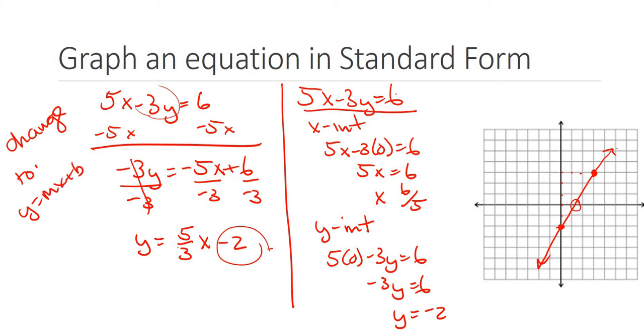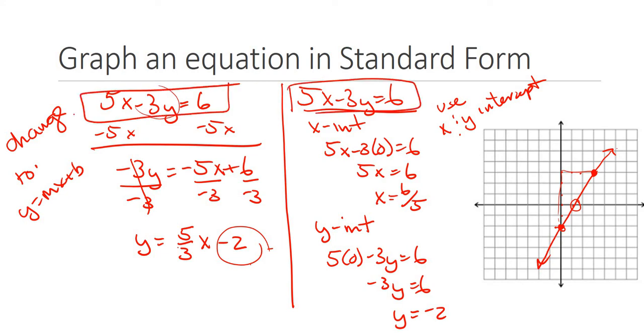So the first method is to change to y equals mx plus b form. The second method to graph this is to use the x and y intercepts. We get the same graph. X-intercept is 6/5, y-intercept is -2, and then count our rise over run. So two methods to graph an equation when it's given to you in this form.